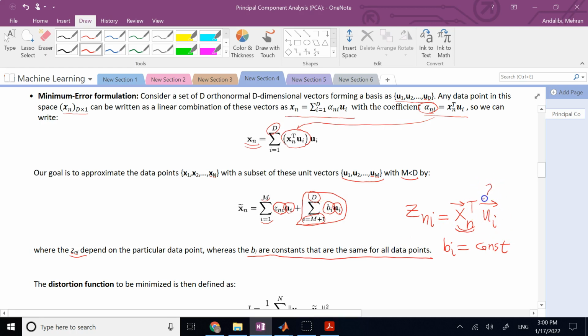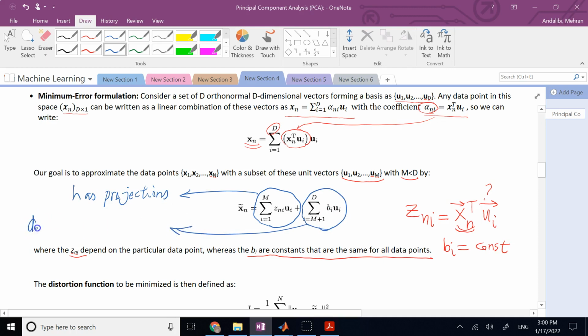Now, of course, u's are unknown in the problem. You cannot treat them as constant, but literally in the second term, you are not doing any projection anymore. So if I want to make it in plain English, this term has projections in those z terms. This one does not have projections. And because it does not, then definitely the result you get out of adding these two terms together is not going to be equal to xn. It's going to be an approximation of xn. We show it with xn tilde. And so xn tilde and xn are not the same.